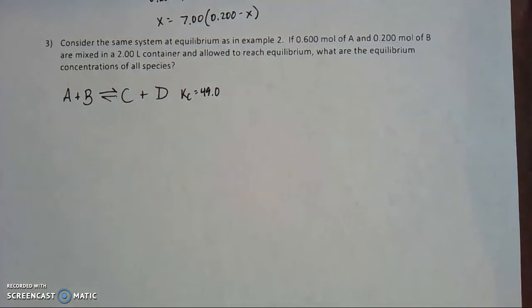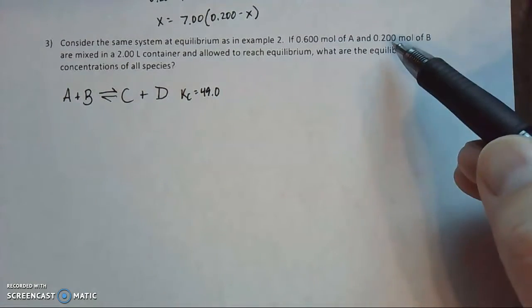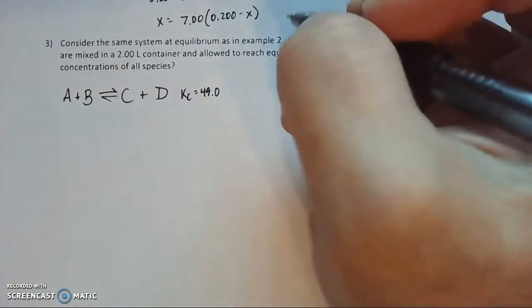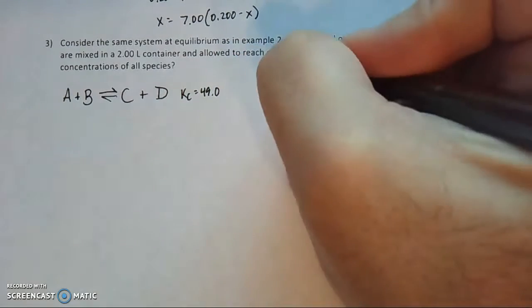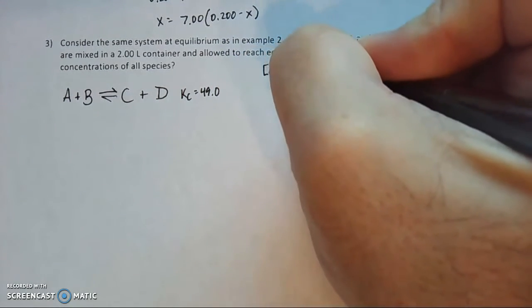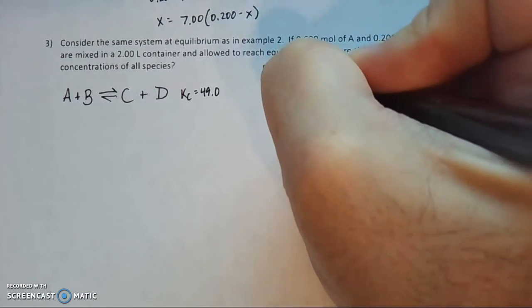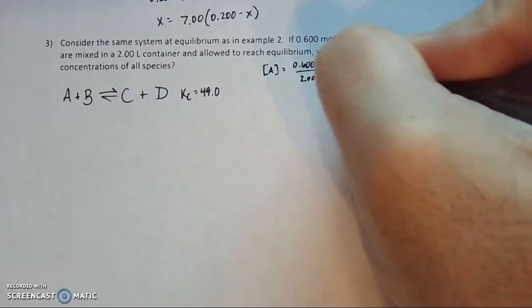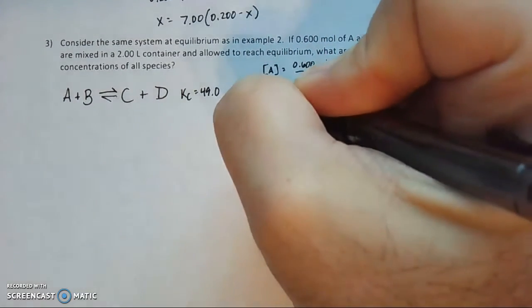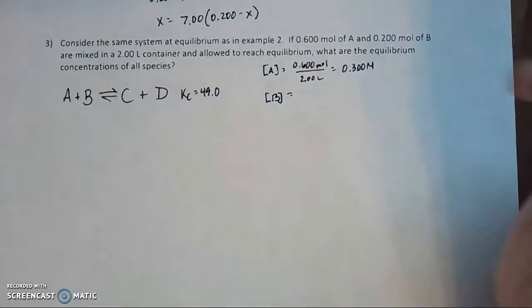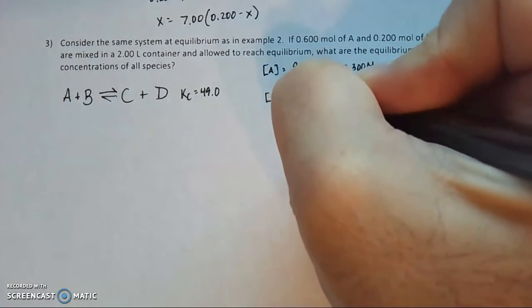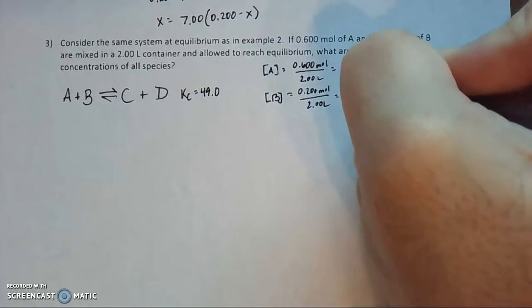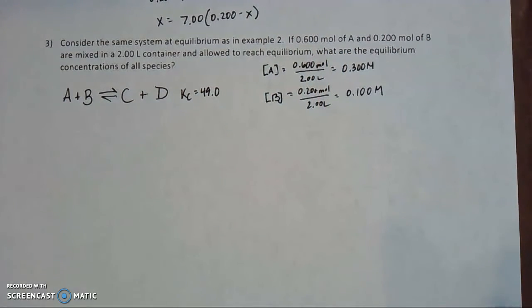Now, in this case, A and B have different amounts to start with. We still have a 2-liter container, so we have to calculate the molarity of both A and B. A is 0.600 moles over 2.00 liters, which gives us 0.300 molar. And B is 0.200 moles over 2.00 liters, which gives us 0.100 molar. So those are our initial concentrations.